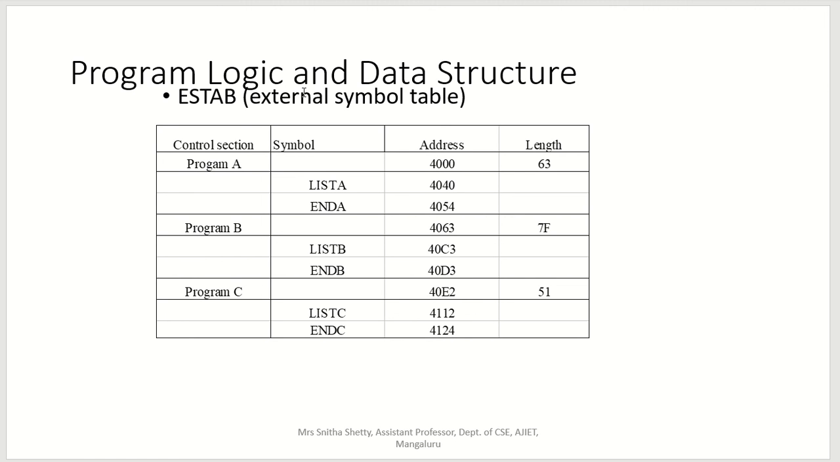I'll repeat this once again. Assume there are 3 programs, program A, program B and program C. In order to get the output, you need to combine them. Program A must be combined with program B and program C. All 3 programs must be combined. So how can you do that? For that, here I've given a symbol table for the 3 control sections, program A, program B, program C.